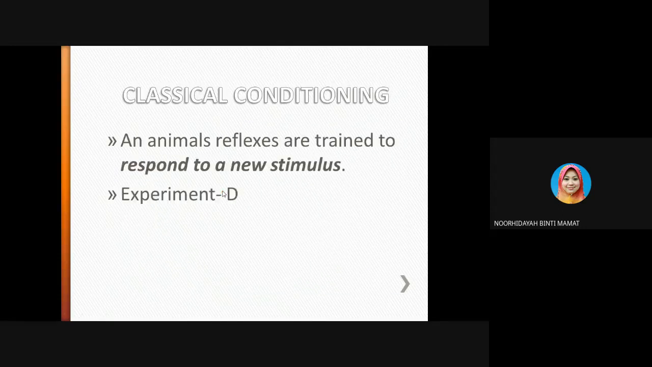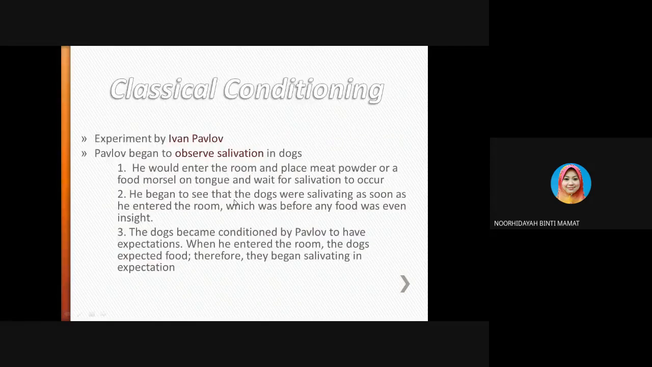So the animal reflex is trained to respond to a new stimulus. For example, dog and bell. Okay. For example, in here, dog and bell. So these experiments are by Ivan Pavlov just now. So this researcher began to observe salivation in dogs. So the behavior observation that he wanted was to observe the salivation in dogs.